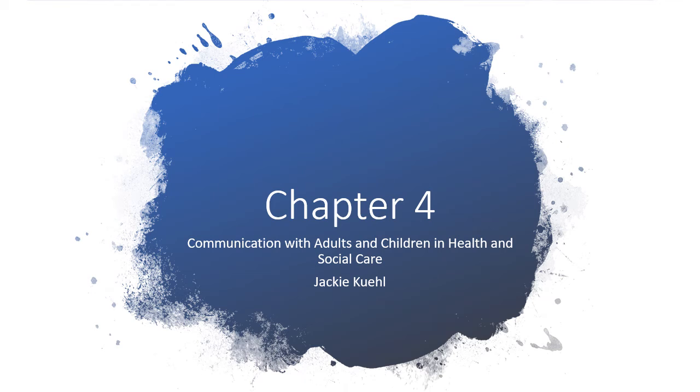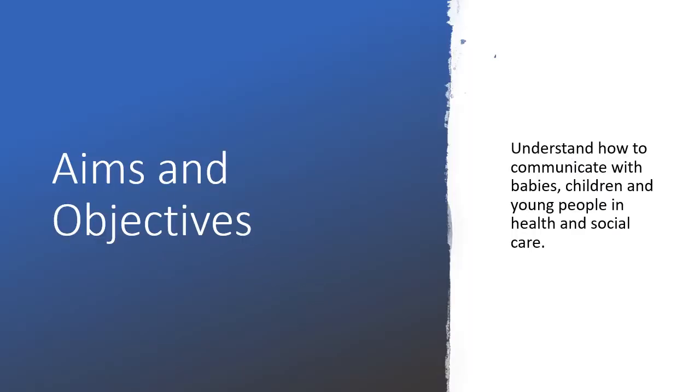So today you're going to be looking at chapter 4, which is about communication with adults and children in health and social care. The aims and objectives of today's session are, by the end of the session, you will understand how to communicate with babies, children and young people in health and social care.